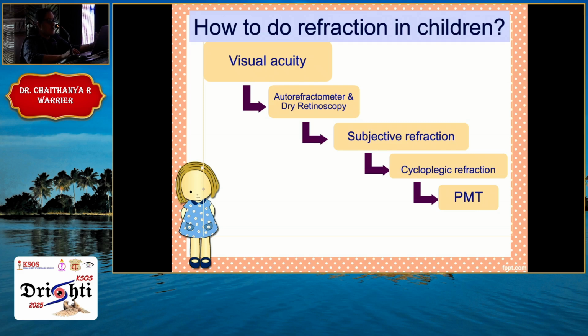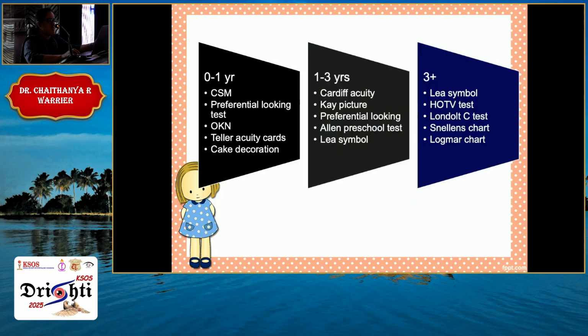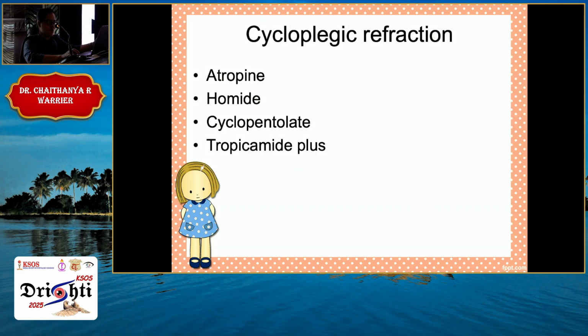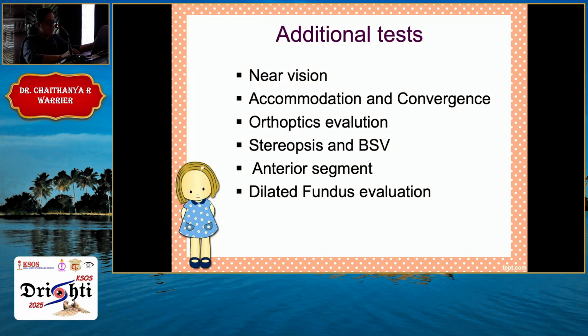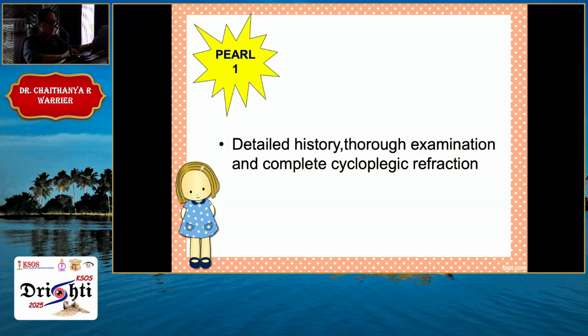Refraction will be a stepwise algorithmic pattern in adults and older children. But for younger ones, it should be a tailored pattern and we need to use different types of pediatric charts. Cycloplegic refraction is a must, and additional tests including a full thorough ocular examination are needed. So pearl number 1: a detailed history, thorough examination and complete cycloplegic refraction are a must for pediatric refraction.